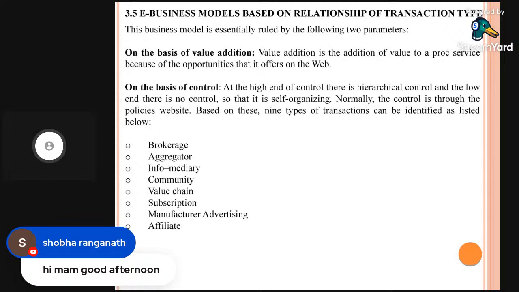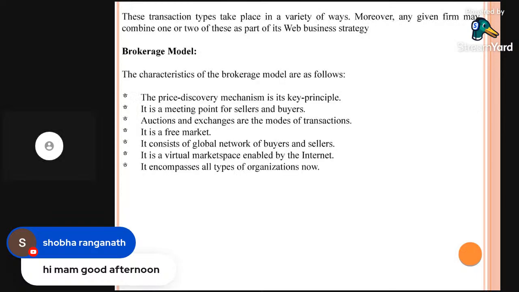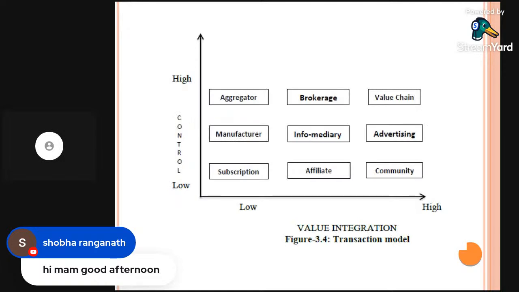Now, in case of the brokerage model, it has characteristics like the price discovery mechanism as a key principle. It is the meeting point for sellers and buyers. Auctions and exchanges are modes of their transactions. It is a free market consisting of a global network of buyers and sellers. It is a virtual market space enabled by the internet, and it encompasses all types of organizations. This diagram indicates a value integration transaction model.